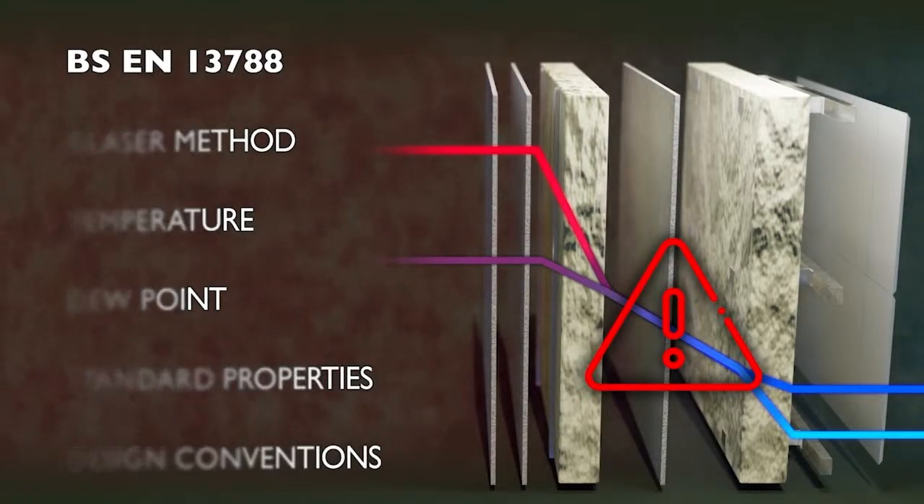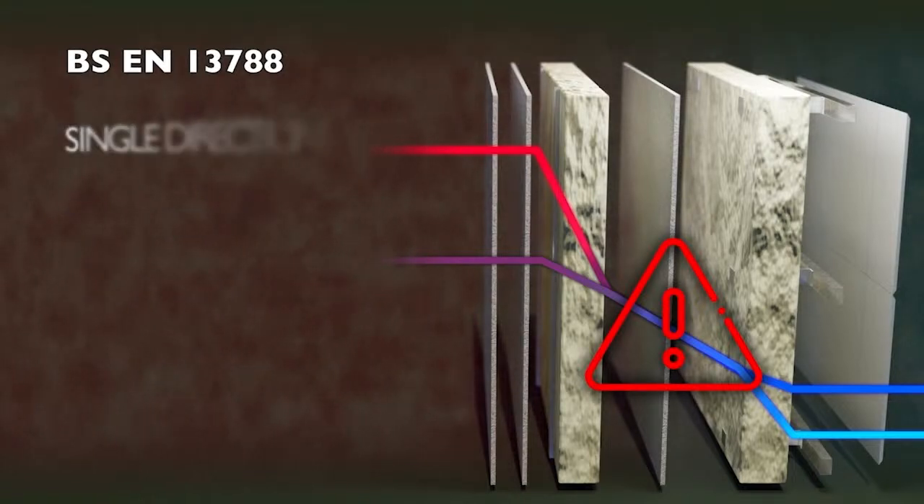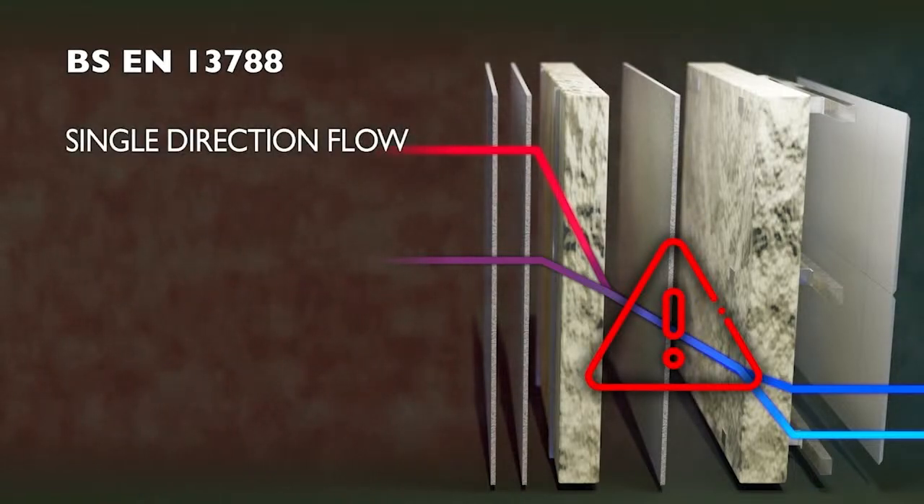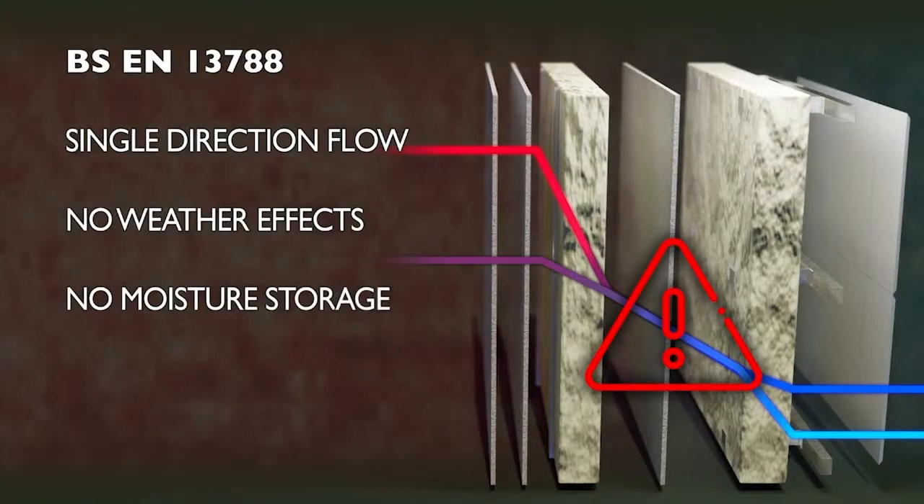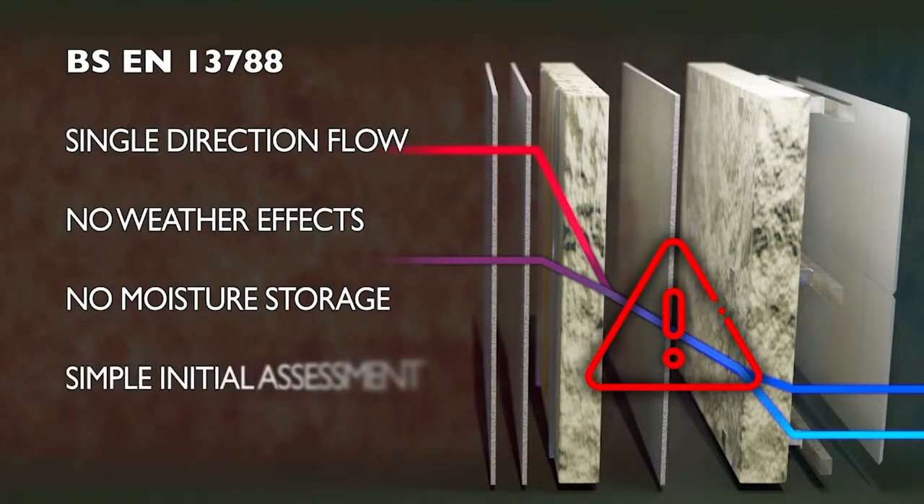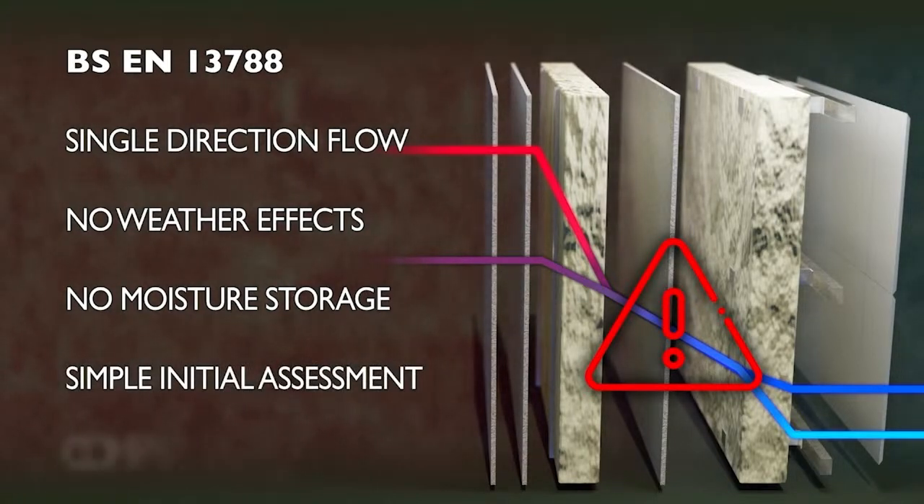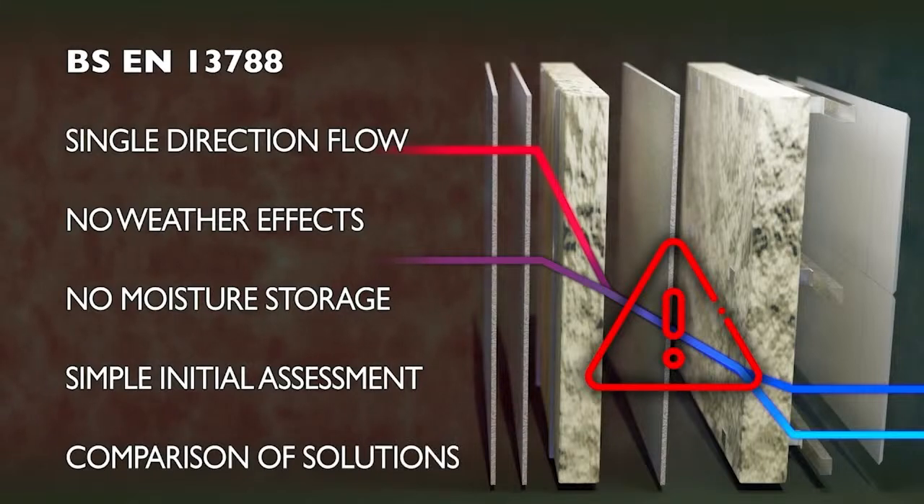The trade-off for the simplicity of the Glazer method is that the steady-state calculation assumes only a single direction of moisture flow and doesn't account for the effects of weather, moisture storage capacity of material, and a number of other phenomena. In most cases, though, this method is sufficient to indicate whether a more detailed consideration is required, and it can be used to quickly and simply compare a variety of solutions.